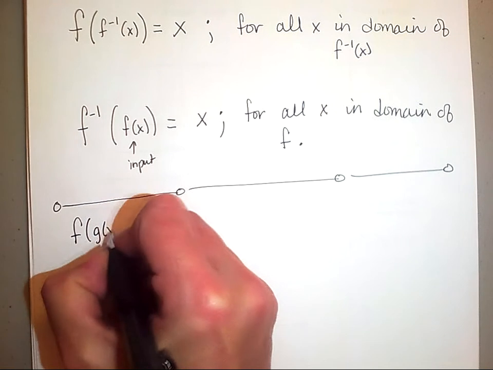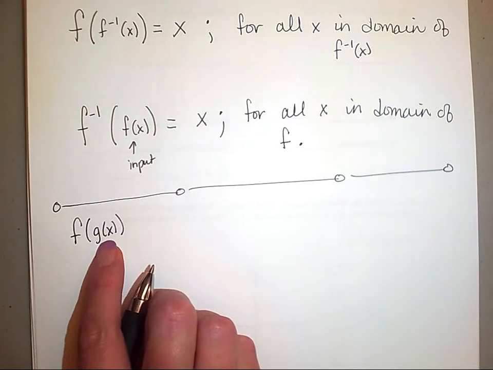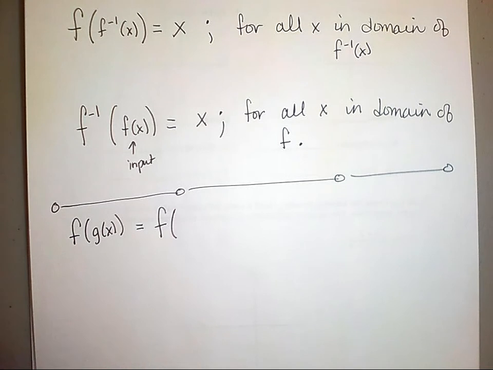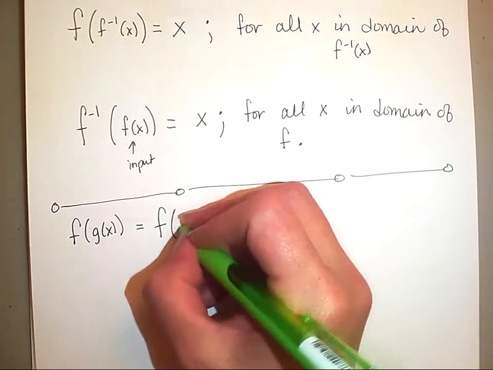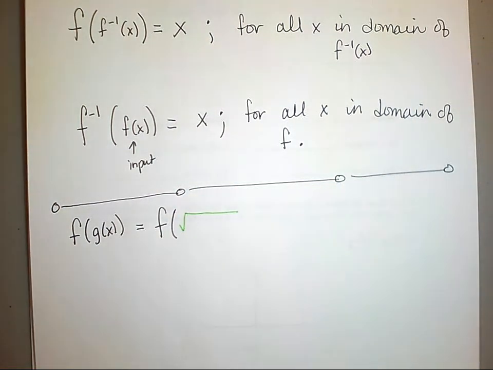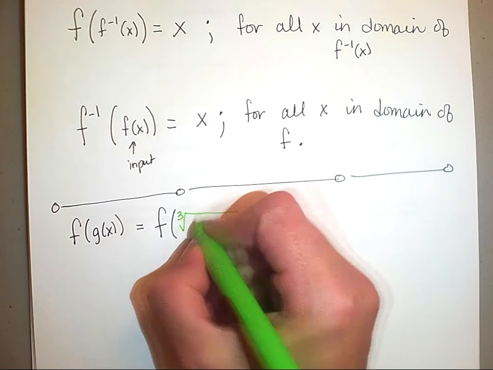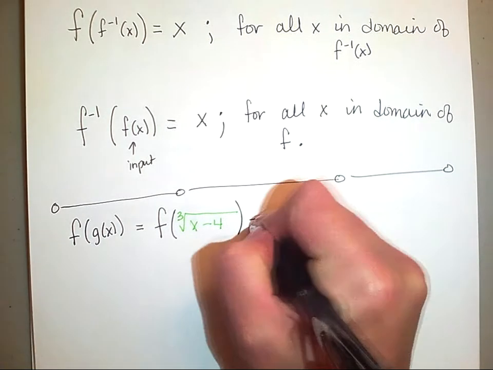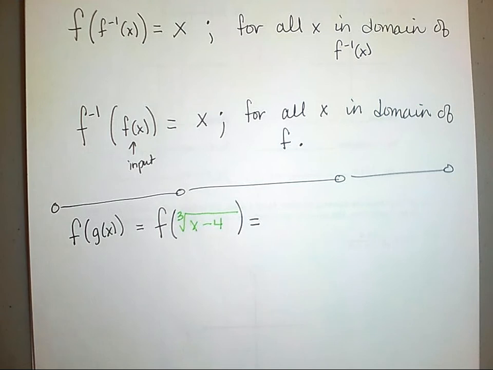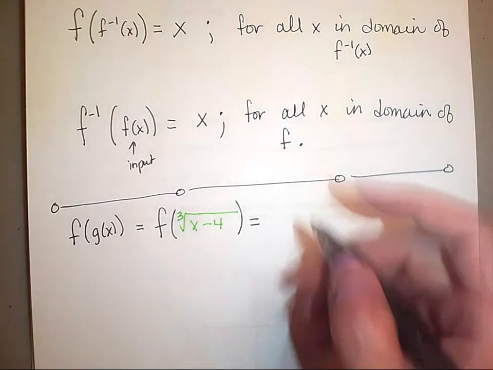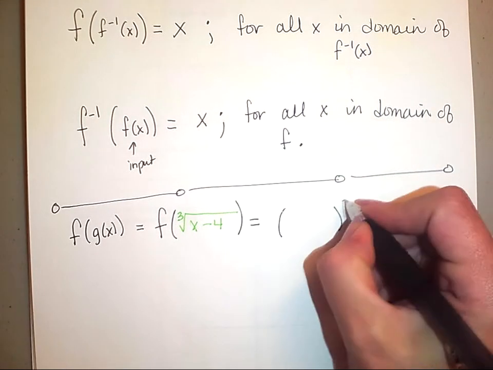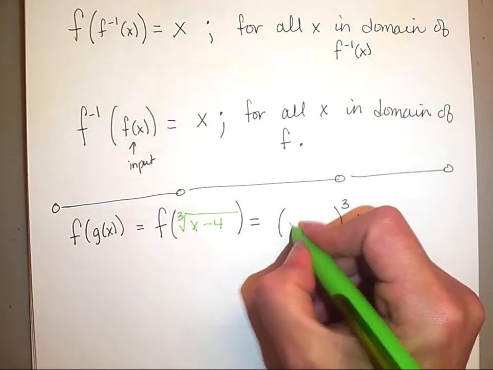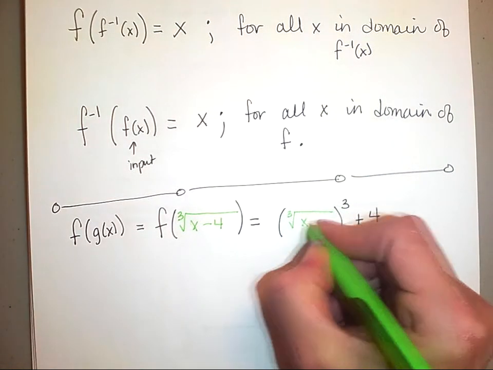So let's start with f, and into f I'm going to put g. So what does that mean? g, we decided, was the cube root of x minus 4, and that needs to go into our function f. So f takes something, cubes it, and then adds 4. And the something that we're looking at is the cube root of x minus 4.